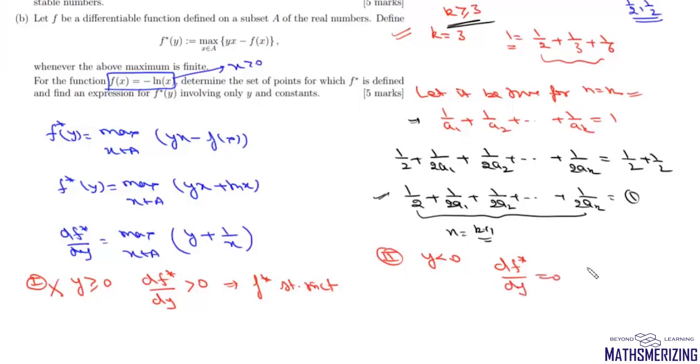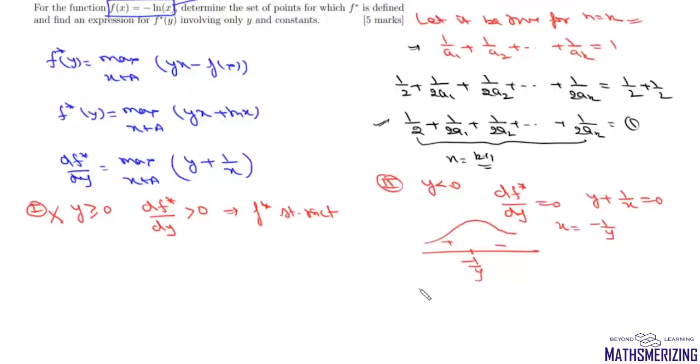So from here we'll get y plus 1 upon x equals 0. So we'll get x as minus 1 upon y. So it'll be minus 1 upon y, rightmost negative, and this is positive. So it will have a local maximum at x equals minus 1 upon y.